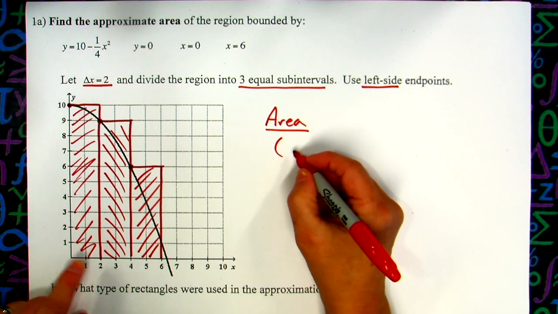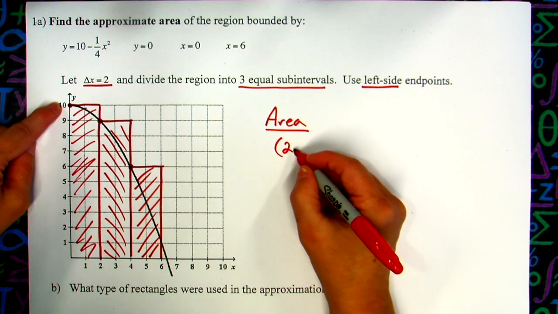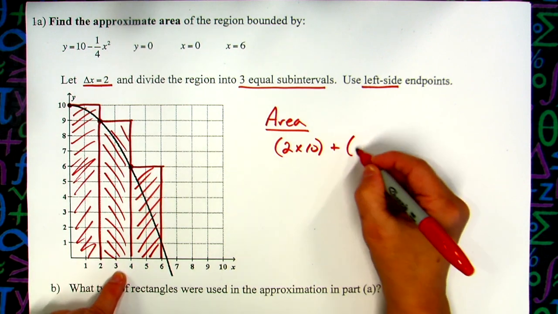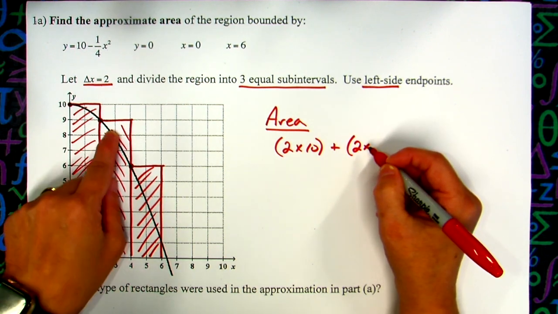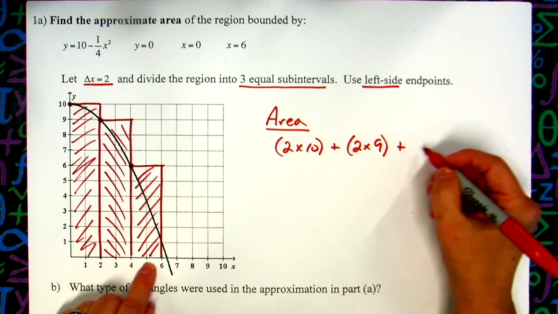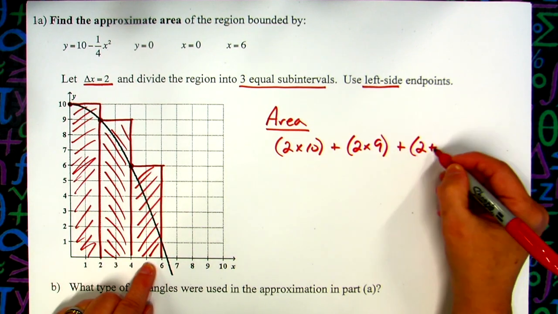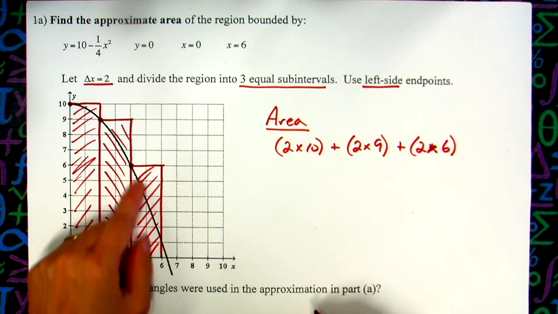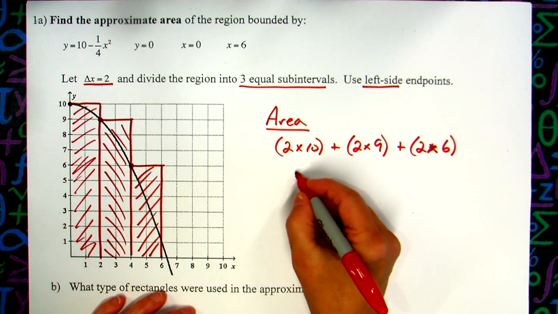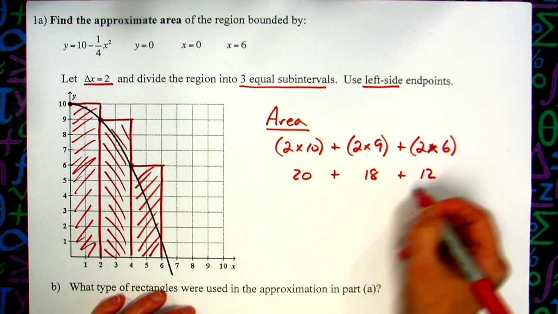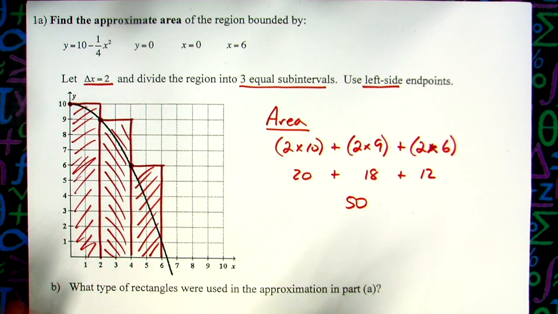So for the first rectangle, I have a width of 2 and a height of 10. And then for the next rectangle, again, I have a width of 2 and a height of 9. And then for the last rectangle, again, a width of 2, and, whoops, that's supposed to be a times sign, and a height of 6. Real quick, basic math here, we'll have a 20 and an 18 and a 12, and then add that up, we're going to get 50. Units squared, if you would want a label on that.